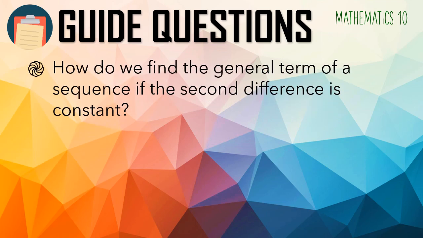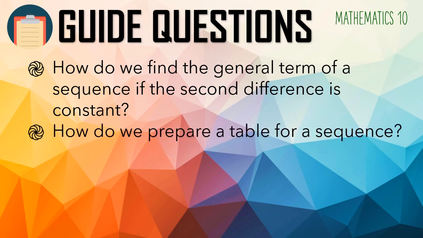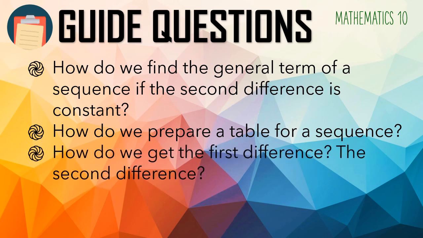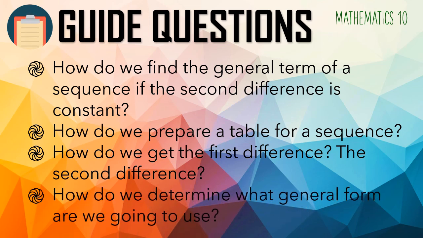First, how do we find the general term of a sequence if the second difference is constant? Next, how do we prepare a table for a sequence? Next, how do we get the first difference? And how do we get the second difference? Lastly, how do we determine what general form we are going to use?